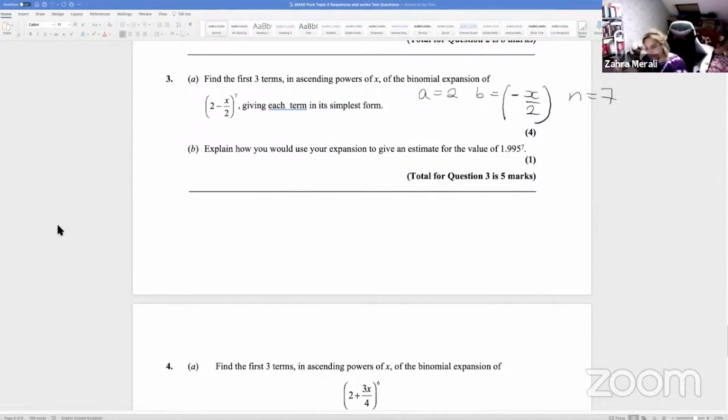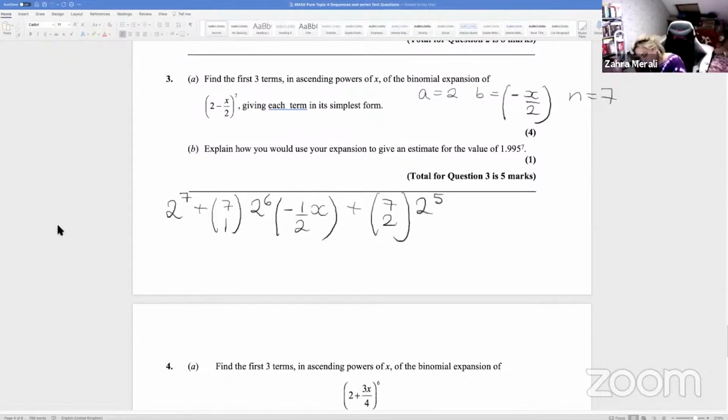So let's put it into the formula. We've got a to the power of n, so 2 to the power of 7, plus 7c1 times 2 to the power of 6, multiplied by minus, I'm going to put it like this, a half x, just so you can plug it all in a calculator. And then 7c2 times 2 to the power of 5, minus a half x, and this is all squared. So in your calculator, what you are typing is 2 to the power of 7, which should give you 128.